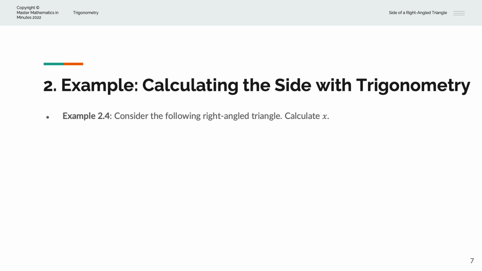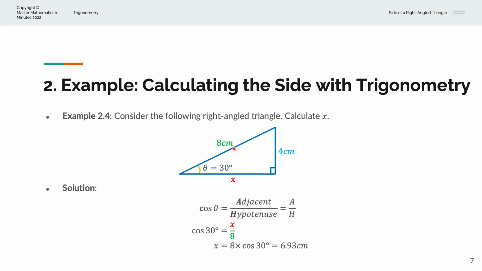In the fourth example, we're asked to consider the following right angle triangle, and we're asked to calculate x. We're given theta is equal to 30 degrees, and we have the side x, which is the adjacent side, because it's next to theta. And we have 8 centimeters as the hypotenuse, because it's opposite the 90-degree angle. So the function that relates A and H is the cos function, so we'll pick the cos function in this case.